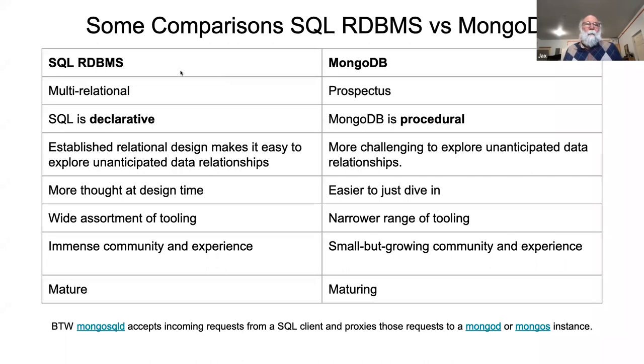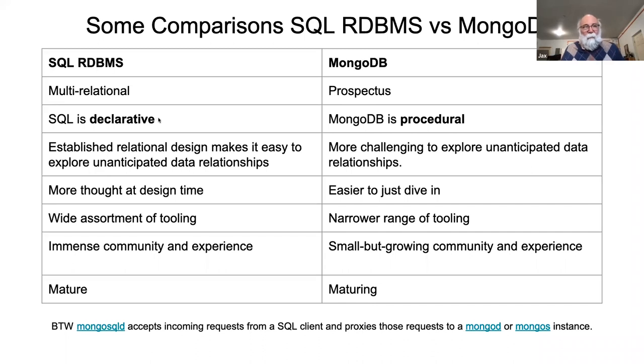So to close out our description of the difference between SQL RDBMS and MongoDB, an SQL RDBMS is a multi-relational table structure, and you depend upon shared keys between multiple tables. Each of the tables has rows, and the rows have the same structure all the way through the table, whereas MongoDB is more like getting a prospectus about something. They call it a document. They could have called it a prospectus.